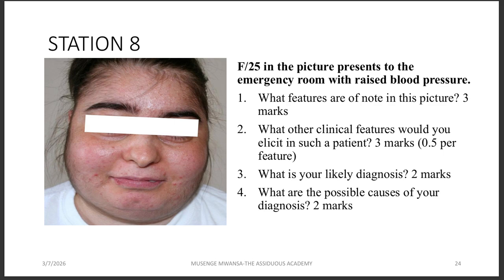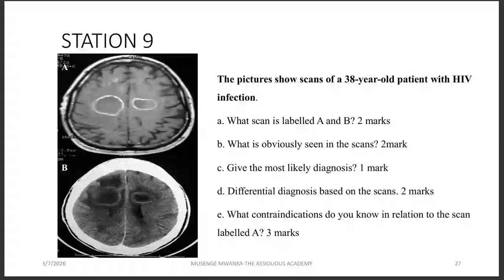The next question is, what are the possible causes of your diagnosis? So we've already mentioned the causes, isn't it? It can be drugs, it can be iatrogenic, it can be a cancer or a tumor of the pituitary gland. Okay. So that is that. Station 9.